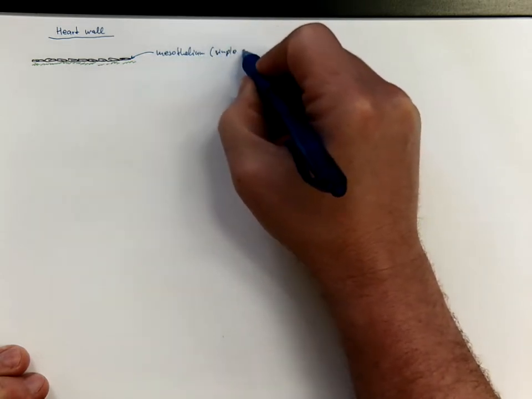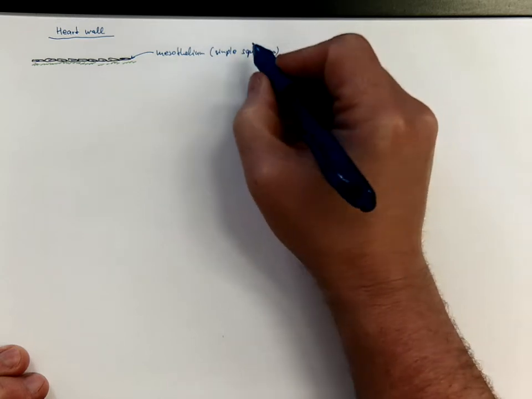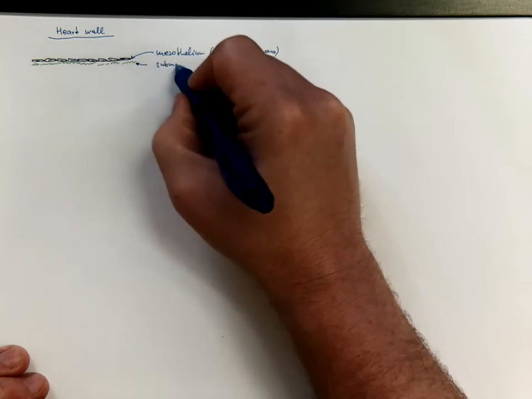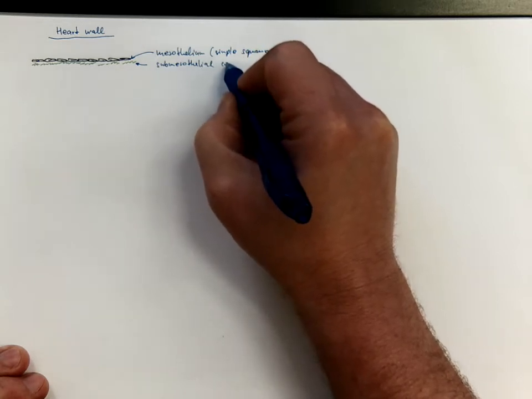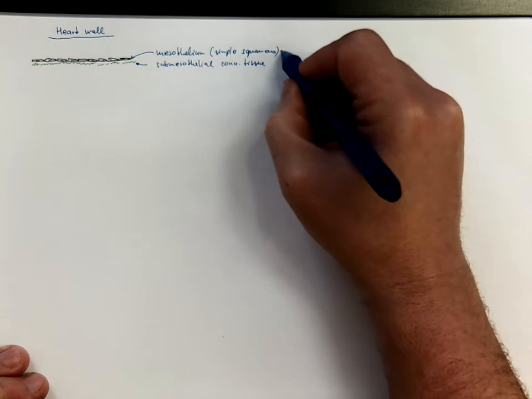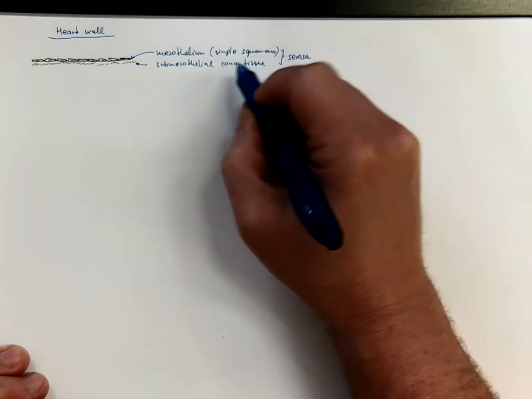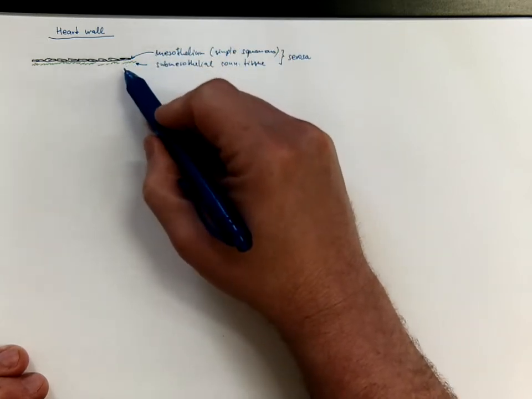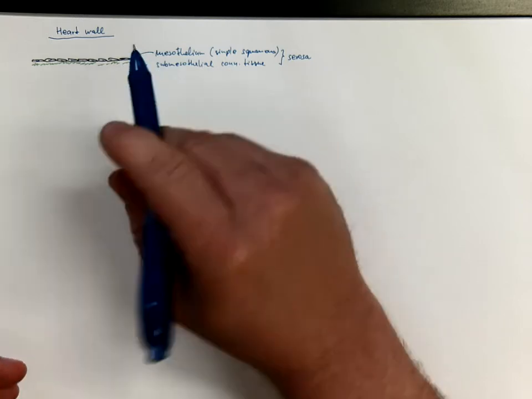Which is simple squamous epithelium supported by submesothelial connective tissue. Together, this is called serosa. The word mesothelium comes from the fact that embryonically this epithelium differentiates from the mesoderm.